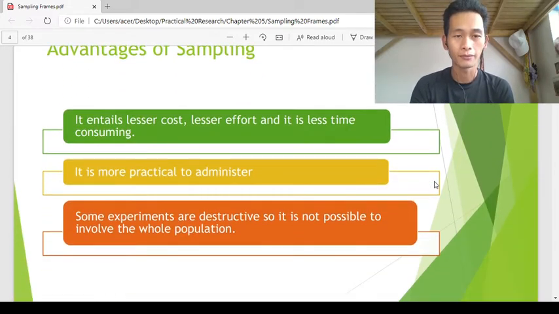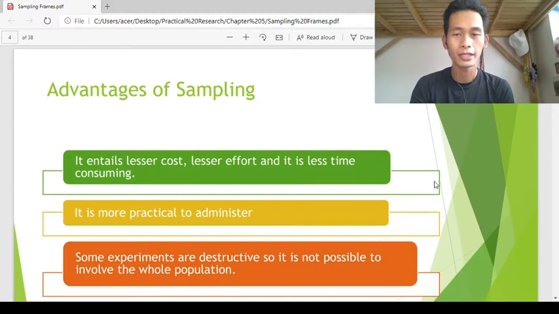Advantages of sampling. So what are the advantages of sampling, diba? Researchers conduct sampling because of some advantages. So first, it entails lesser cost, lesser effort, and it is less time consuming. So as to efficiency, lesser cost, lesser effort, and less time consuming. Sampling is into that, diba?